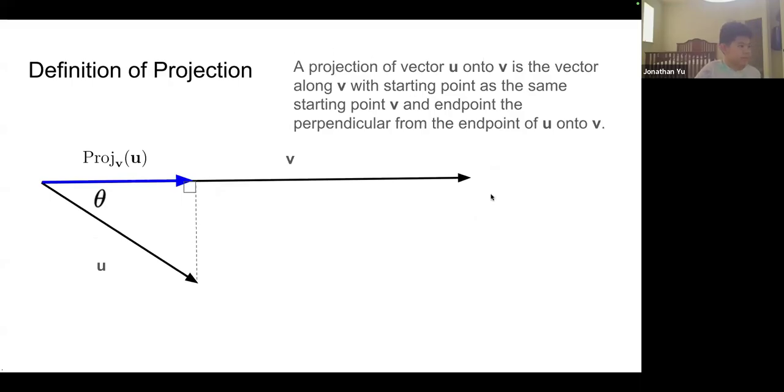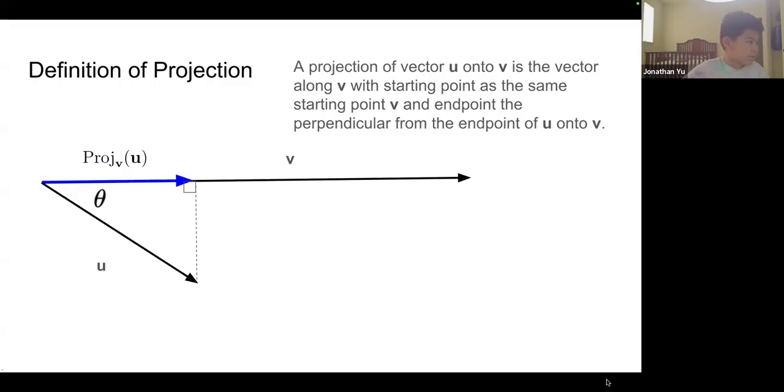Okay, so here we just have a definition of the projection. A projection of a vector u onto a vector v is the vector that is parallel with vector v, and the line connecting the endpoint of the projection and the endpoint of u is perpendicular to vector v.